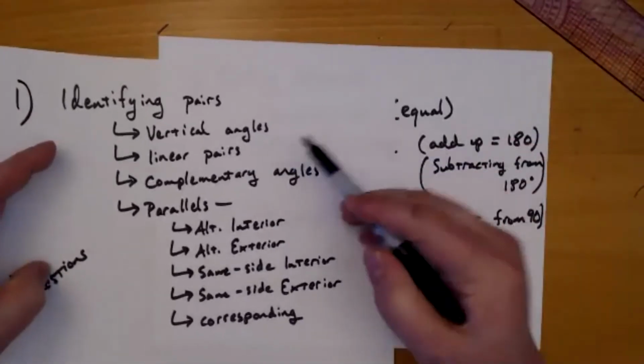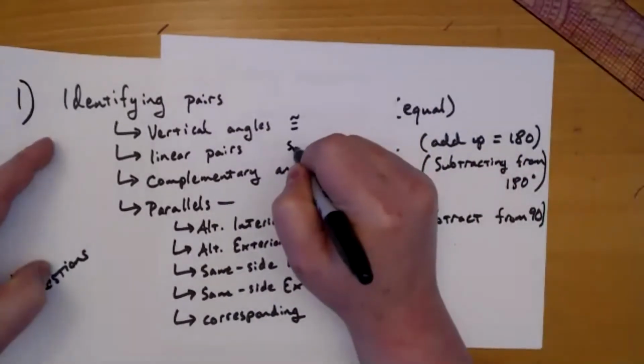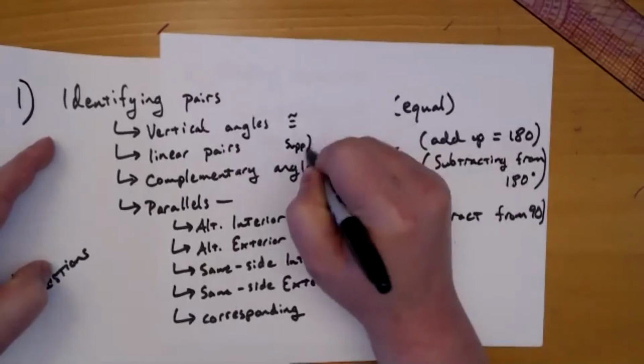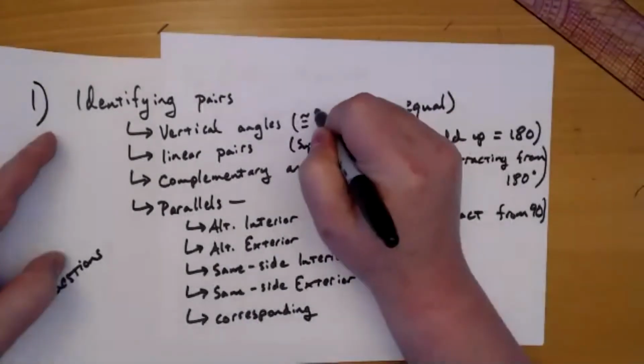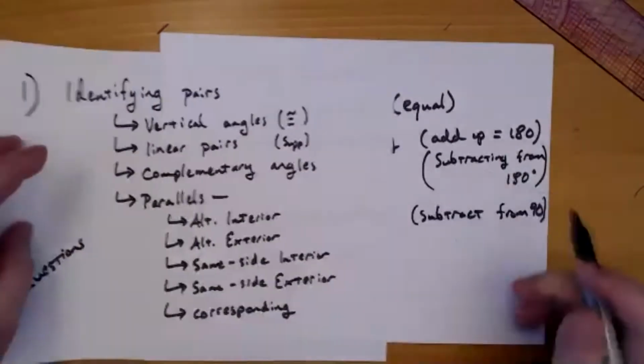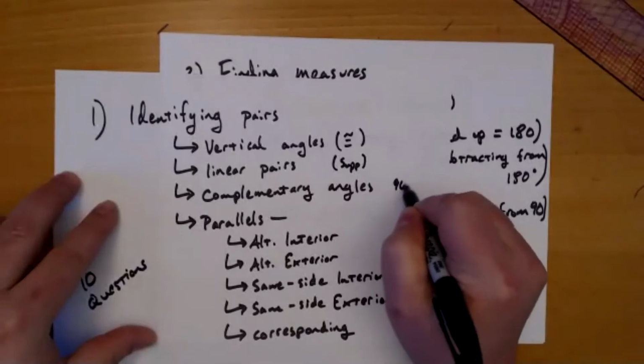Okay, so these are congruent. These are supplementary. Let's do this in a different color. Complementary angles, like I said, those subtract from 90. Those are 90s.